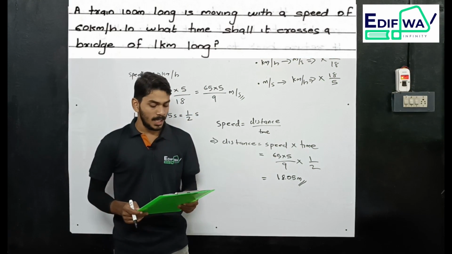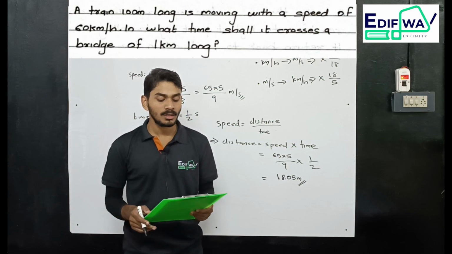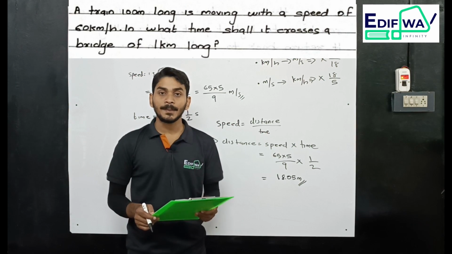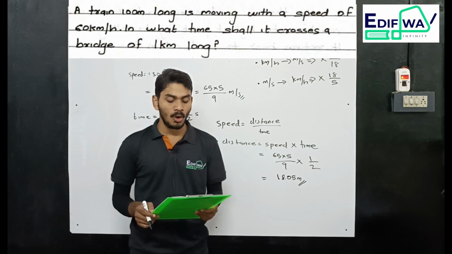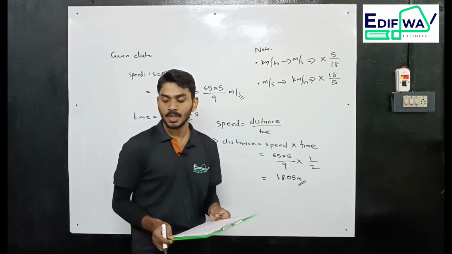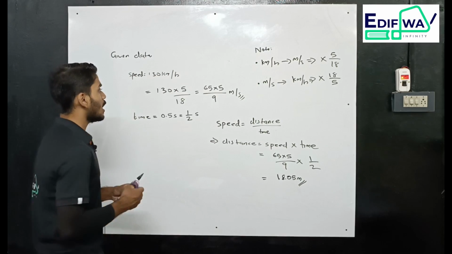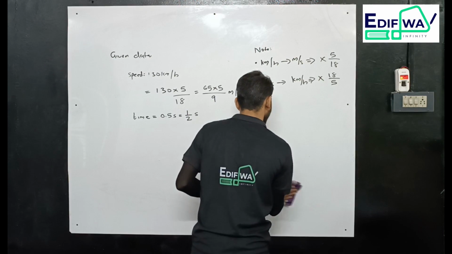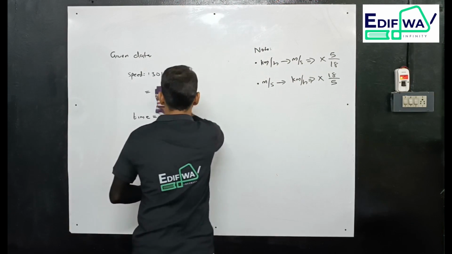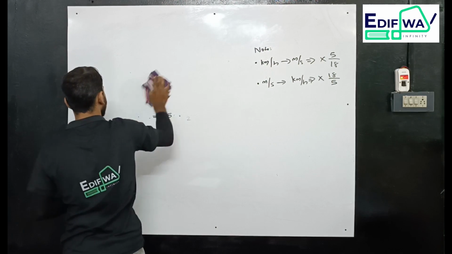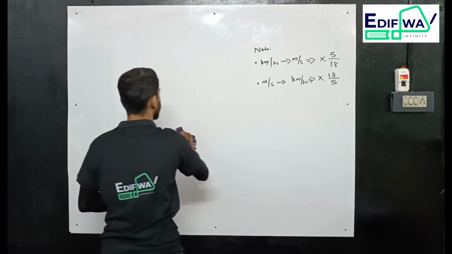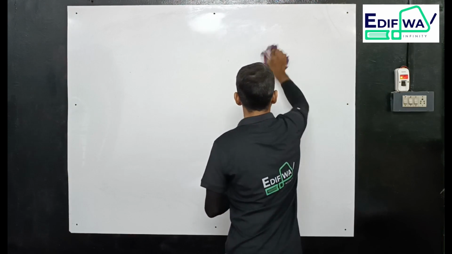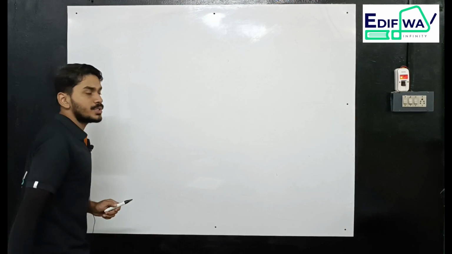The next question is: a train that is 100 meters long is moving with a speed of 60 km per hour. In what time shall it cross a bridge of 1 kilometer length? This is a very easy question, and also a conceptual question too. So let's see that question.